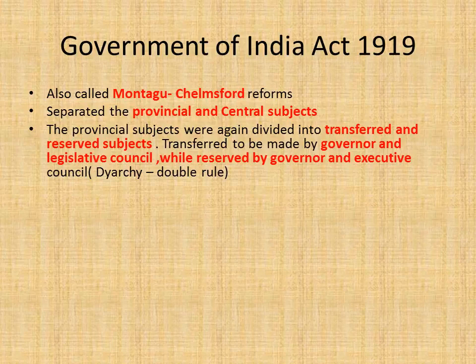So over here you can see the differentiation, that the legislative council is involved for some subjects, while in case of other subjects the executive council is involved. This system of rule was called diarchy or double rule. Remember this thing, diarchy was introduced in the Government of India Act 1919.